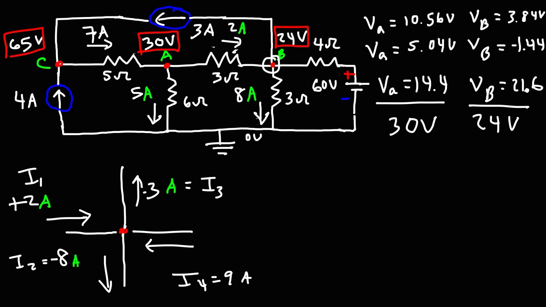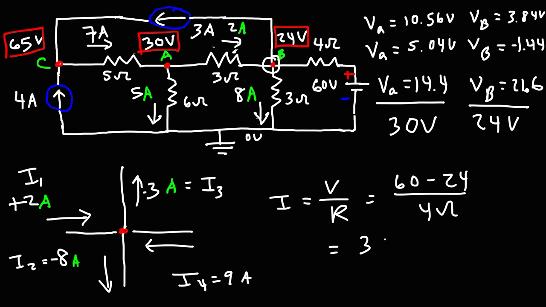The other way is to use Ohm's law. Take the voltage across the resistor divided by the resistance, and you can get the current. The voltage across the resistor is the potential difference across it. So we have a potential of 60 volts on one side and a potential of 24 on the other side. So we have a voltage of 36 volts across the 4 ohm resistor. 36 divided by 4 gives us the same current of 9 amps.